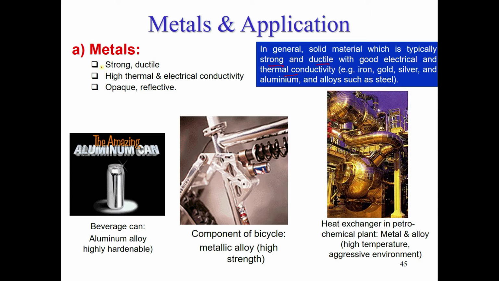It is normally strong and ductile, and has high thermal and electrical conductivity. Meanwhile, in terms of the optical properties, it is actually opaque and reflective. Meanwhile, an alloy is formed when one or more metallic elements are combined together with non-metallic elements such as carbon, nitrogen and oxygen. For a few applications of metal, we can have the aluminium can, which is an aluminium alloy. It is used because it is easily formed and it's safe to be used with food or drink.